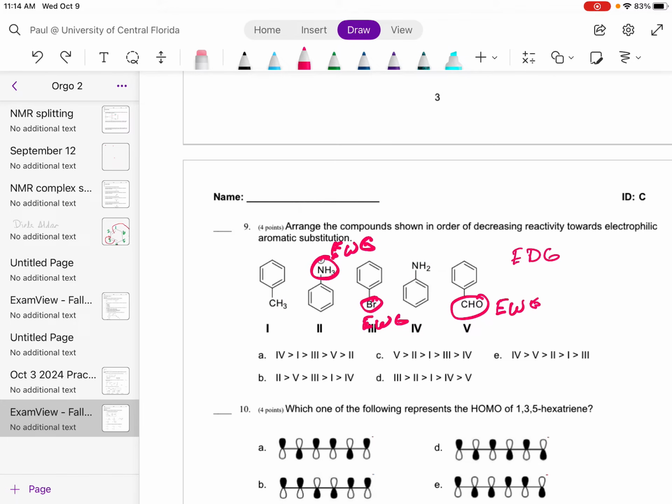So with that, what we can say is between the two electron donating groups, the aniline right there has a lone pair that can resonate in. The methyl does not. So between those two, the aniline would be the most reactive because it can donate the most electron density into the benzene ring. So that's number one, that's number two.